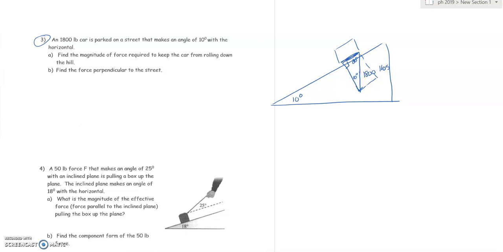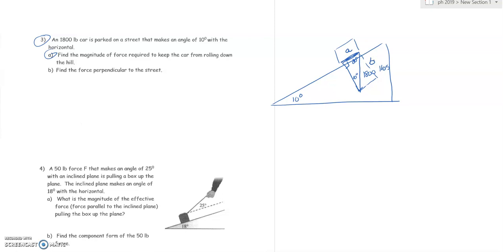And now for part A, we're trying to find the magnitude of force required to keep the car from rolling down the hill. Well, that would be the component of the force of gravity that's parallel to the incline. And then B, the force perpendicular to the street. That would be the component of the force that's perpendicular to the incline.